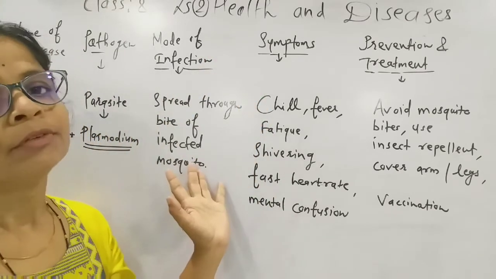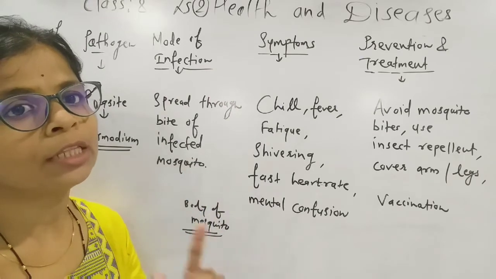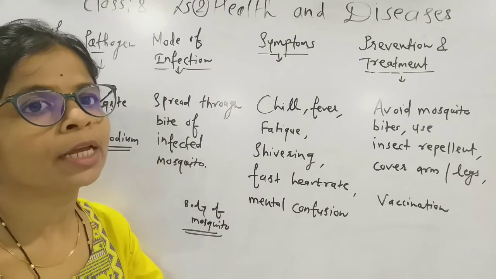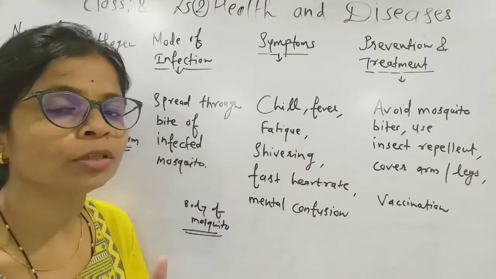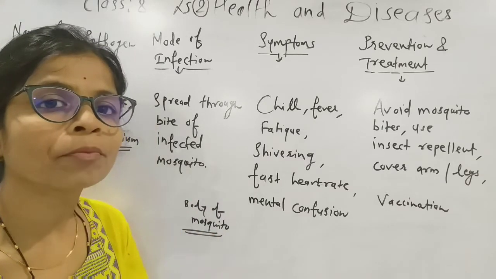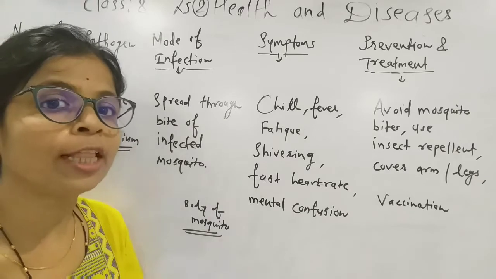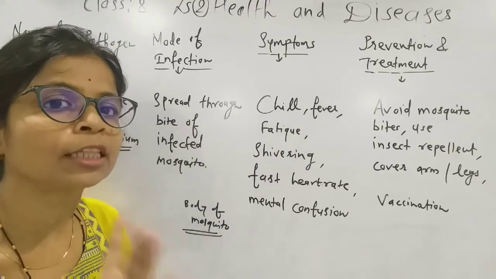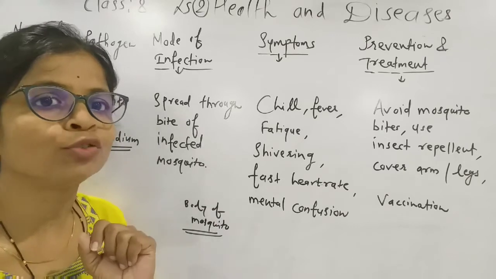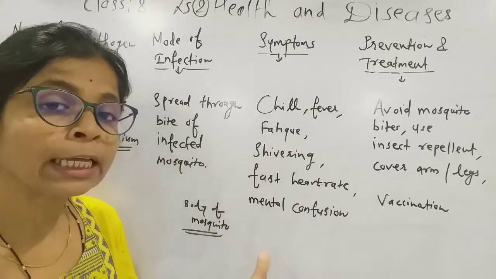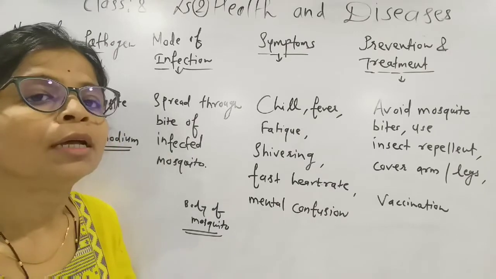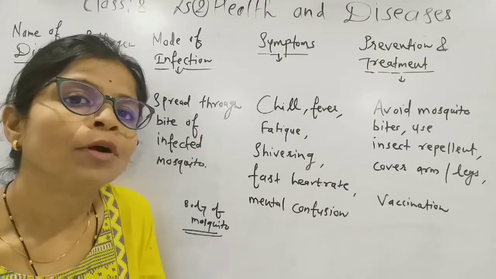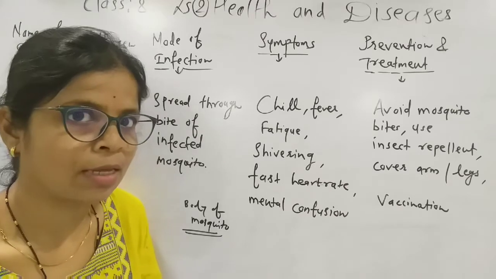What are the various symptoms? When a person is infected by malaria, there is very high fever. Then there is chill and shivering, feeling cold and trembling, shivering with cold. Then there is a fast heart rate, which means the pulse rate is quite fast compared to normal.